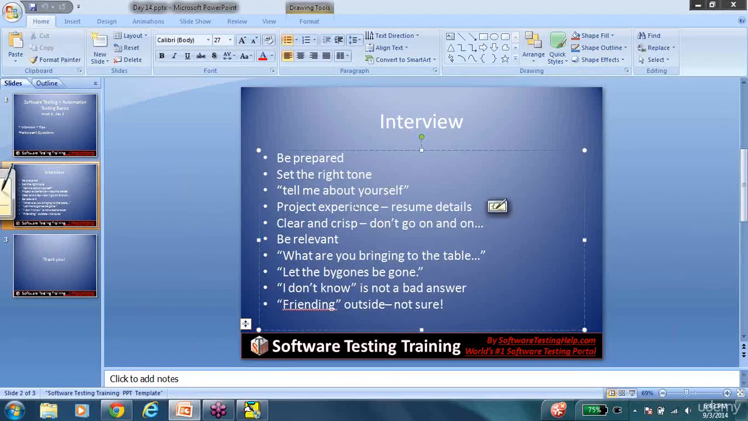And then the tell me about yourself question, we talked about it. And the resume and project experience, we talked about that as well. Be crisp and clear, don't go on and on.